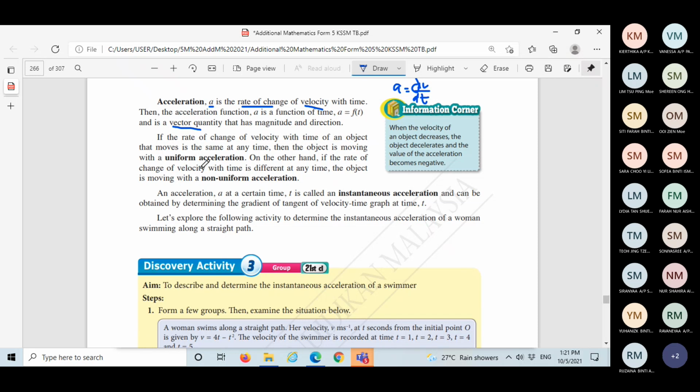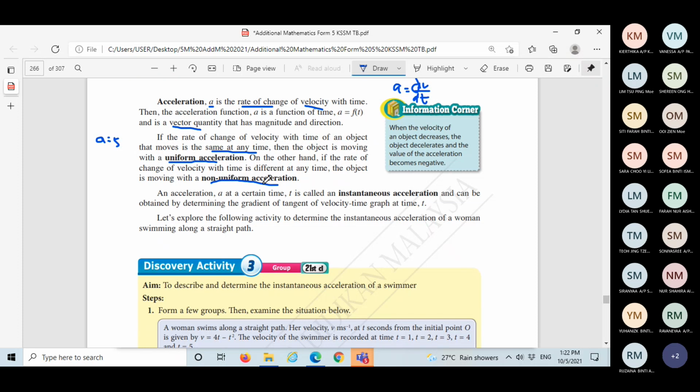Okay, then another one is you have to know the meaning of uniform acceleration and non-uniform acceleration. Uniform acceleration is the rate of change of velocity with time of an object that it moves, which is the same at any time. Example, a equals 5. No matter the time t, it will not affect it. The a is always 5. This one we call uniform acceleration.